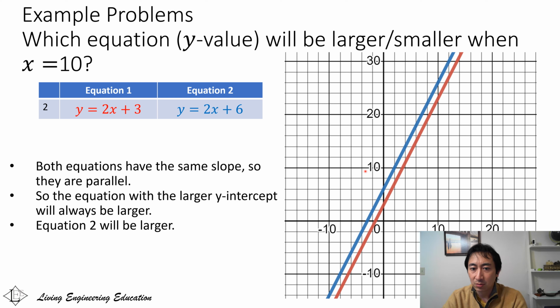That makes sense because if they're parallel, they're never going to intersect. If it has a larger y-intercept, that means at x equals 0, equation 2 is going to have a larger y value, and so they're offset for all x values by this value. How much are they offset by? Well, 6 minus 3, they're offset by a value of 3 at any x location. So equation 2 would have a larger value at x equals 10.